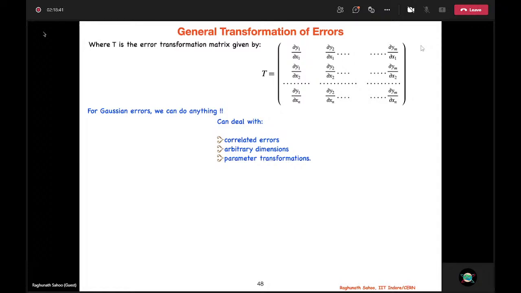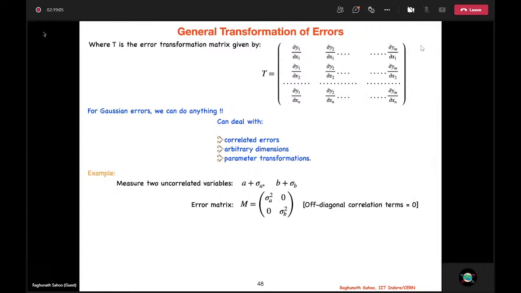I know this is a little higher dimension than what I talked about, but this will help the advanced learners. So let me take one example to show this so that it is convincing. If I measure two uncorrelated variables, for example, A plus or minus sigma A, B plus or minus sigma B, the error matrix can be written like this. Since I have told you it is uncorrelated, the off-diagonal correlation terms will be 0. So I calculate what is my M inverse.